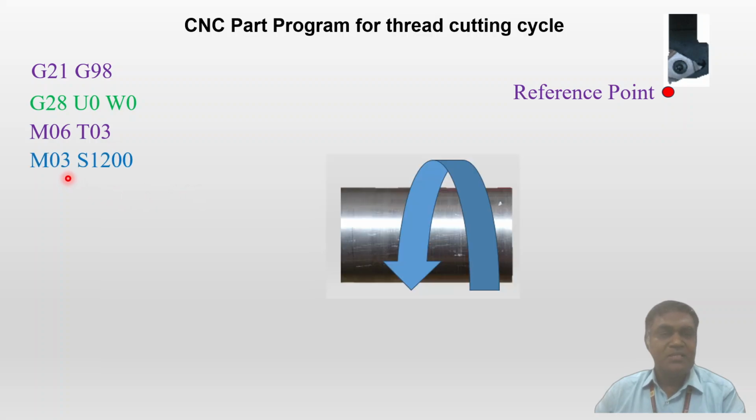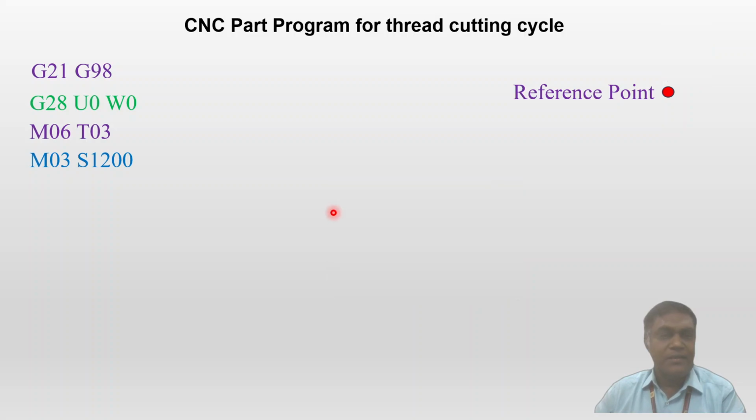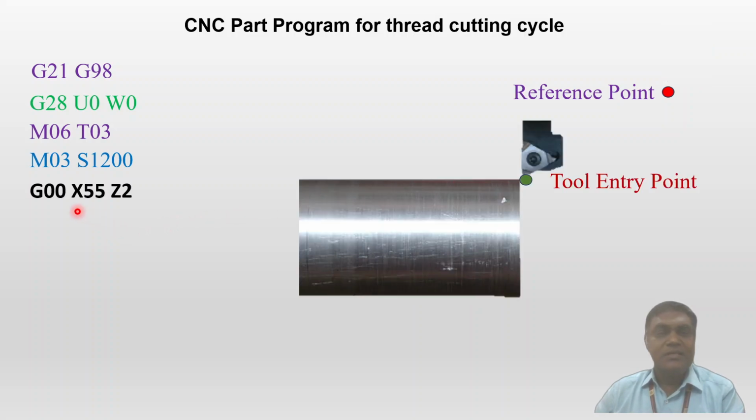Next, the spindle starts rotating in the clockwise direction. M03 with S1200 is the speed at which the spindle starts rotating. Next, G00 indicates fast traverse. Initially the tool is at the reference point. Now it moves from the reference point to the tool entry point, which you define slightly away from the workpiece. So that is X55 and Z2.